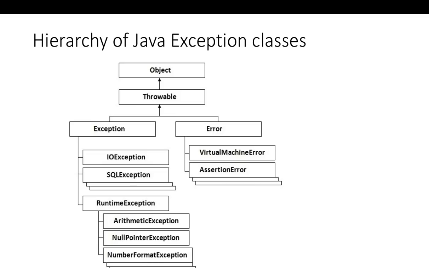Again, in exceptions we have so many exceptions like IOException, SQLException, and there are so many. So in exception also we have two kinds: runtime and compile time, that we'll see in a few minutes. But this is just a high level overview. Like we have Throwable as the parent class of Exception, and Object class is the parent class of Throwable.